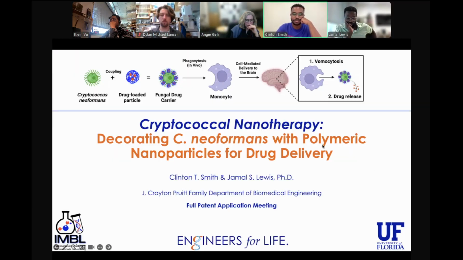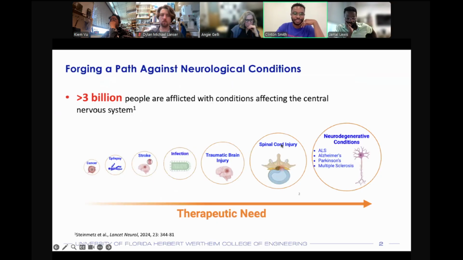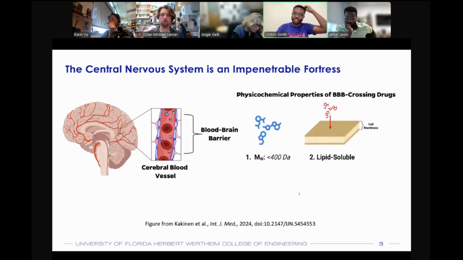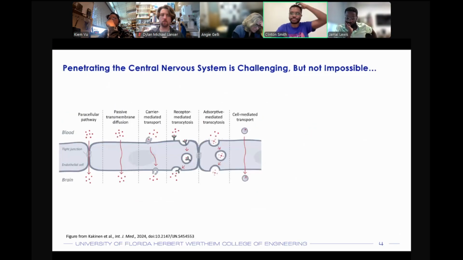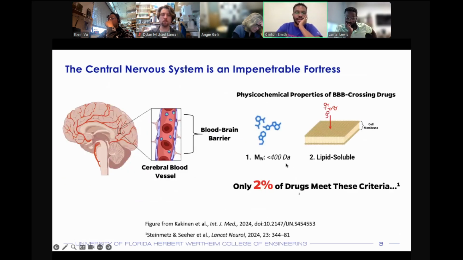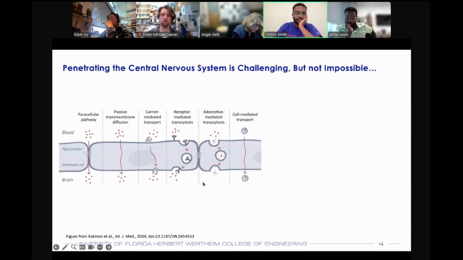So I will skip a bit of the motivation. I'm pretty sure we're all aware that lots of people are afflicted with central nervous system conditions, and they vary in terms of need for effective therapeutics. The biggest challenge with treating these different diseases is that the blood-brain barrier exists and prevents about 98% of drugs from actually crossing. We do know that it's not impossible to cross.